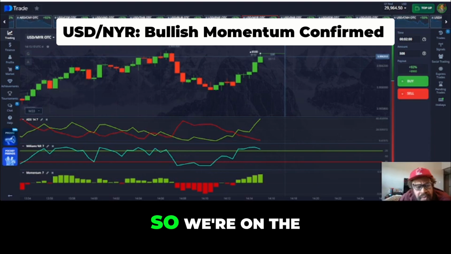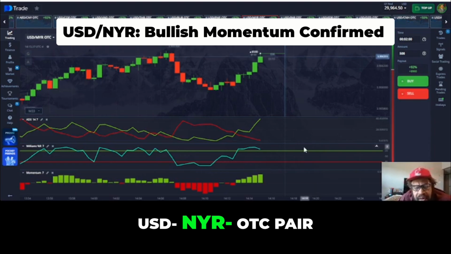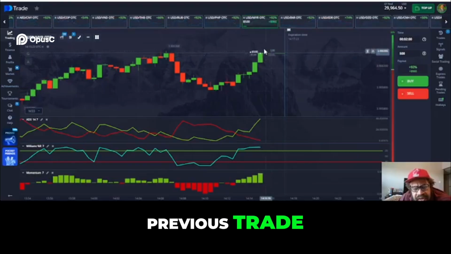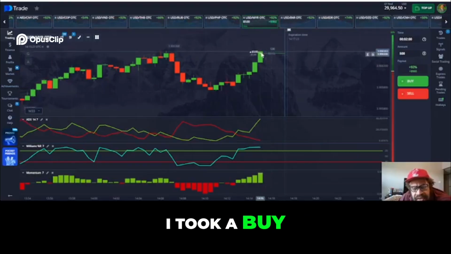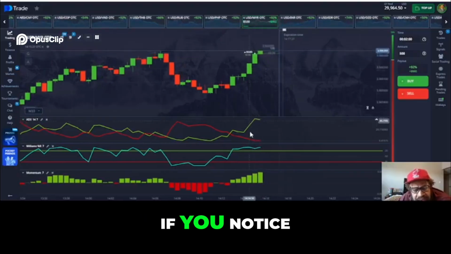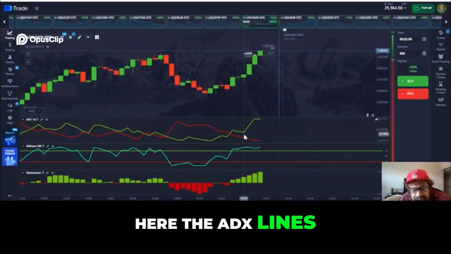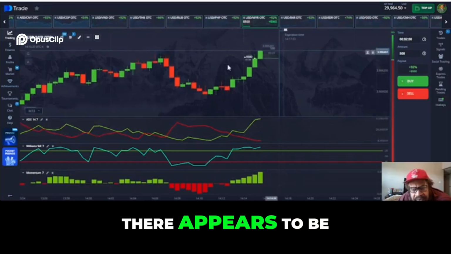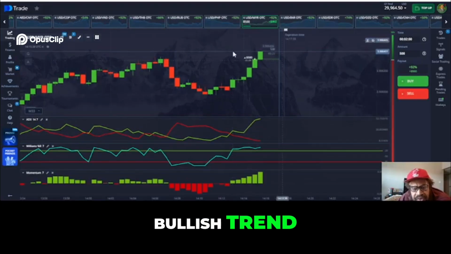Okay, so we're on the USD NYR OTC pair, and similarly to the previous trade here, I took a buy trade, or a call trade. And the reason why I took the trade is, if you notice here, the ADX lines are showing a growing divergence of the lines here. There appears to be a beginning of a bullish trend here.